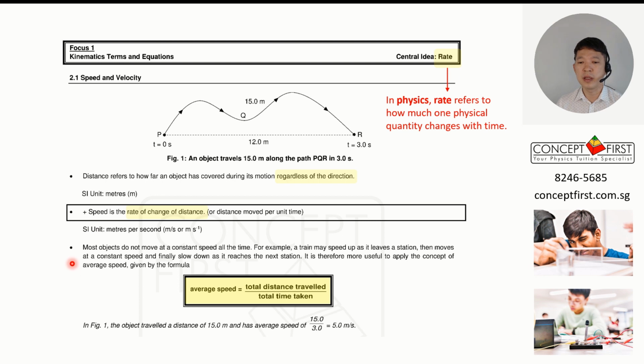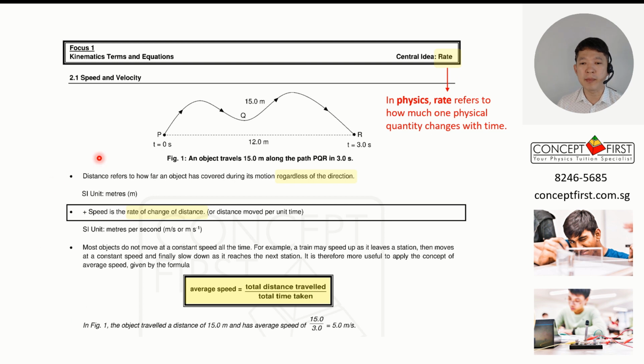Now, in reality, we rarely have objects moving at constant speed all the time. Okay, imagine a journey in a vehicle or a train. Okay, the vehicle may speed up, slow down, stop at a certain point, go very fast at another point of the journey. So it's therefore more useful to apply the concept or the idea of average speed, whereby we just simply calculate using this formula, average speed being the total distance traveled divided by the total time taken.